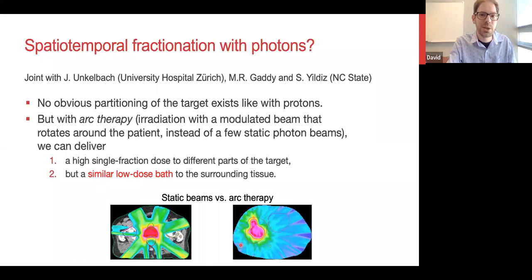Then this low dose bath around the target can be much more similar, no matter which part of the tumor we focus our radiation on. So again, this is just something that in principle one could try to do. The question is, first of all, can we actually put the optimization method behind it? And second, can this be really good enough that it's actually worth it?